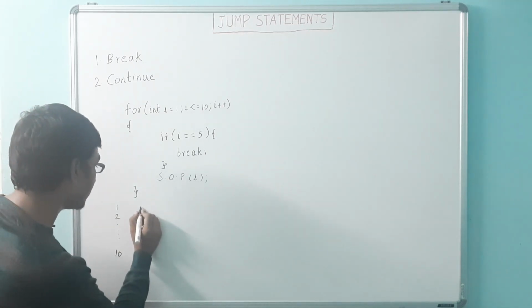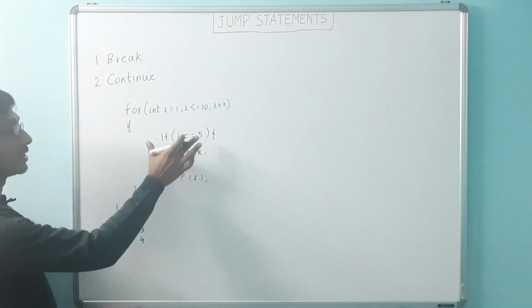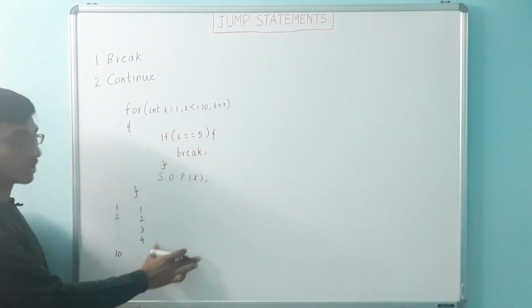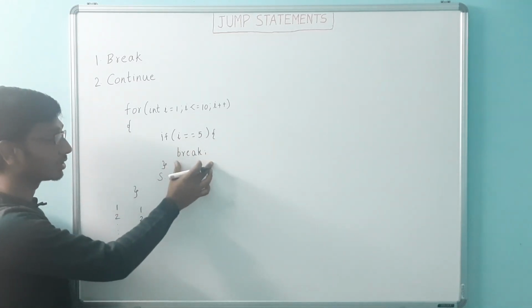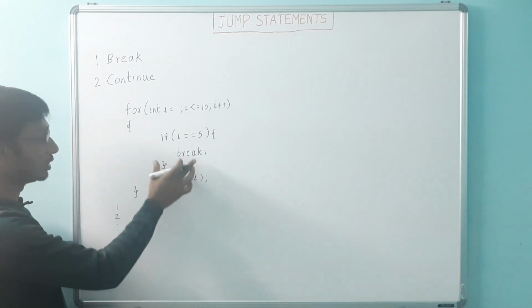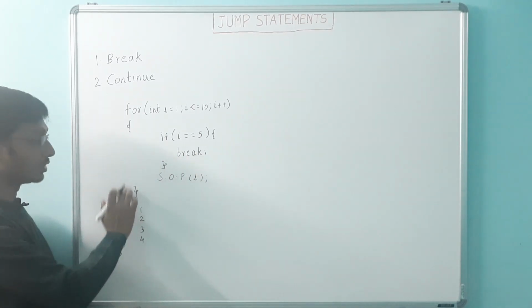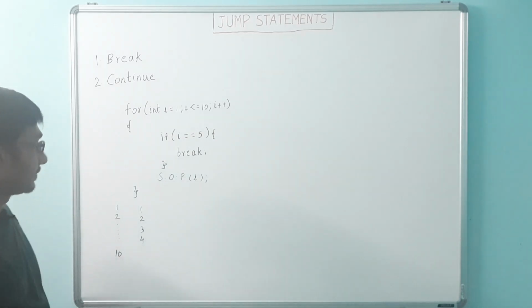So the output will be 1, 2, 3 and 4. That's all. Once the first 4 numbers are displayed, I becomes 5 and this condition is satisfied. It enters into this if block, and as we have a break statement here, it comes out of this for loop, the immediate loop. So this is the use of the break statement.